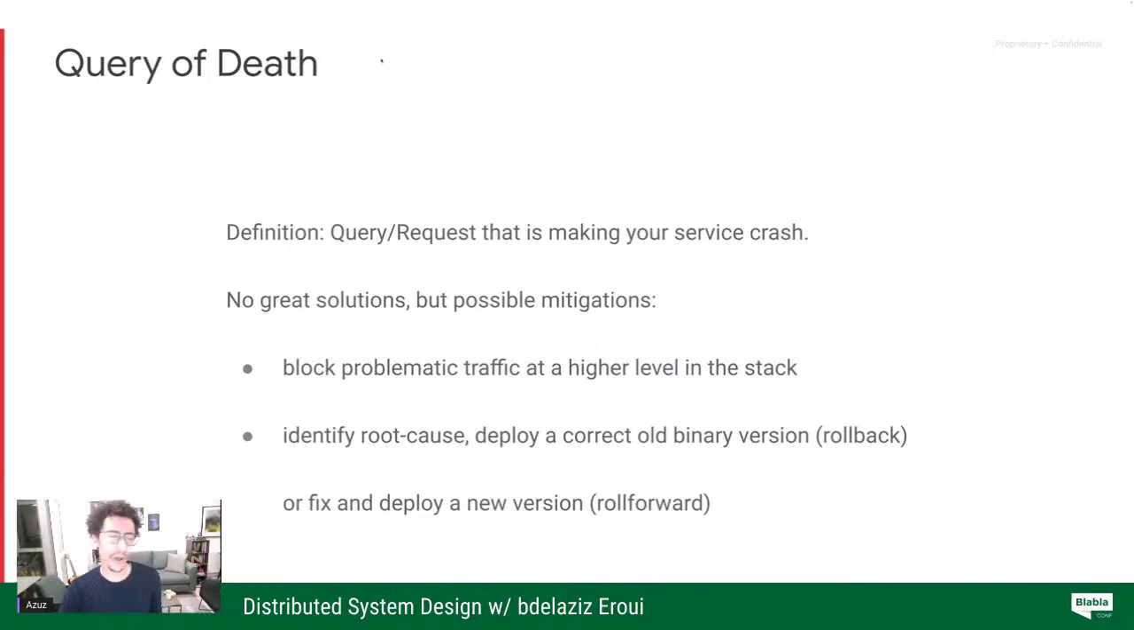There is almost no great solution for this one. It depends, but it is mostly mitigations. Once it happens, you have to start mitigating the issue, and then find a long term solution for it. One of the easy ways to do this is to block problematic traffic. You have to do this as high in the stack as possible. For example, you can detect the type of queries, say you know that certain queries are the ones that crash the system. Yeah, like a test server working.